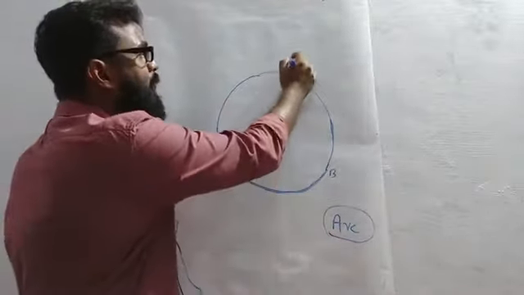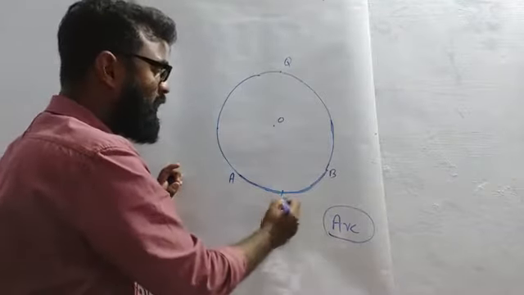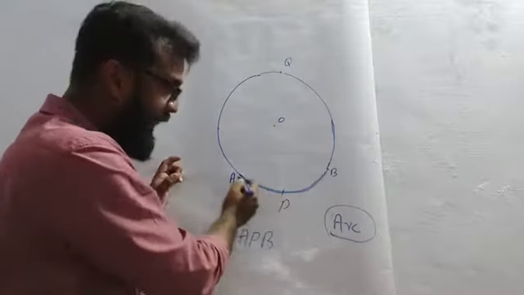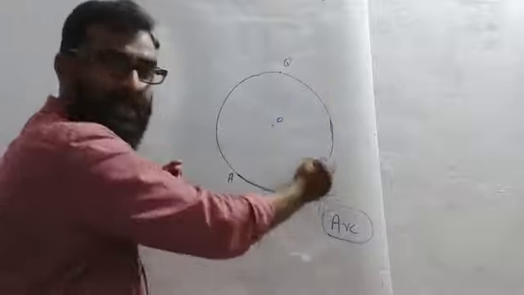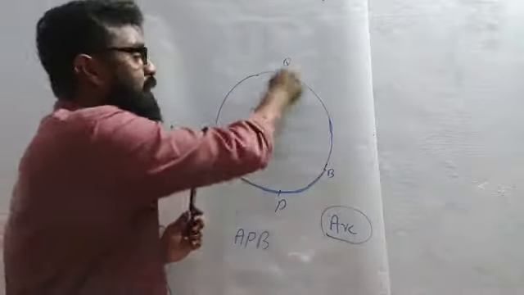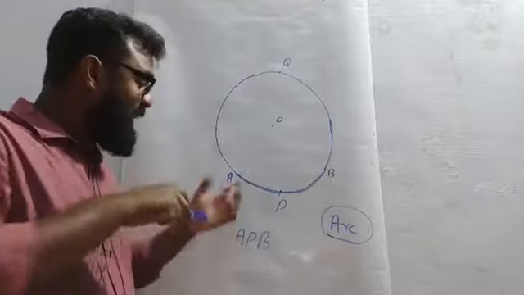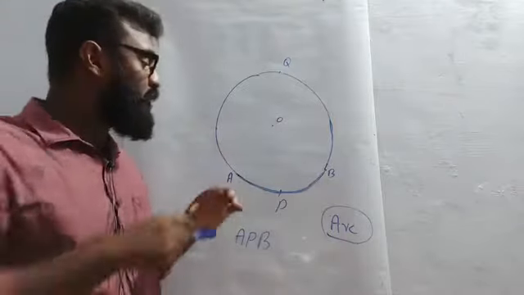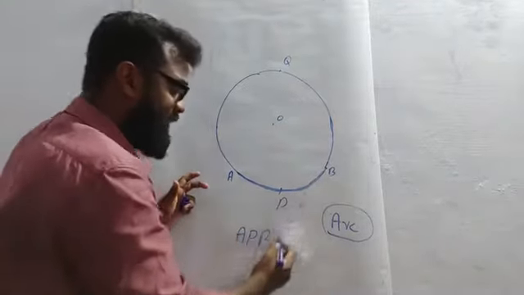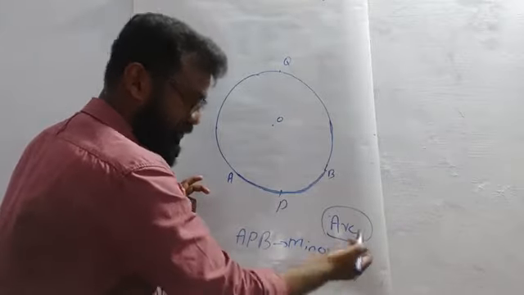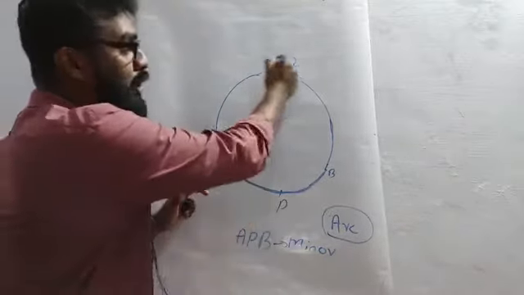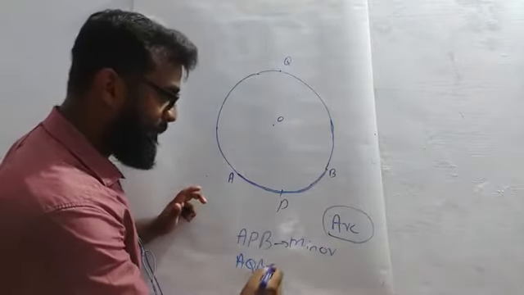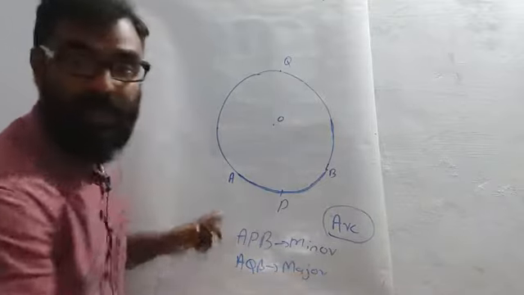And I'm taking another point Q here, and P here. APB is an arc, and AQB is another arc. It is the remaining portion of this circle. So we can call APB a minor arc because it is smaller, and AQB, a larger part of the circle, a major arc. Minor arc and major arc.